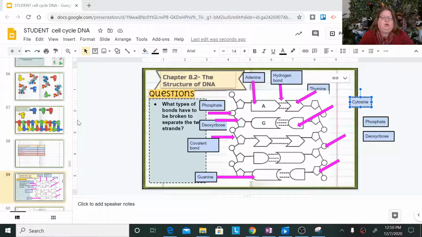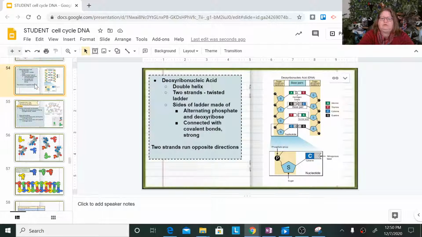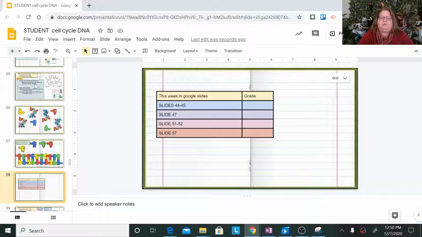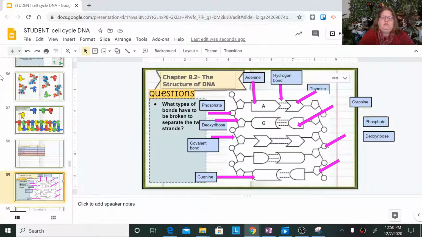Hello, and so we are back with our quick review of the structure of DNA and then talking about DNA replication. So on slide 59, we had a blank diagram that you can label. Now, some of these things are pretty obvious, like you should be able to notice the shape of the circle, the phosphate matches. If we were to go back to this diagram, you can see the phosphates are circles, and the sugar, the deoxyribose, is the pentagon.